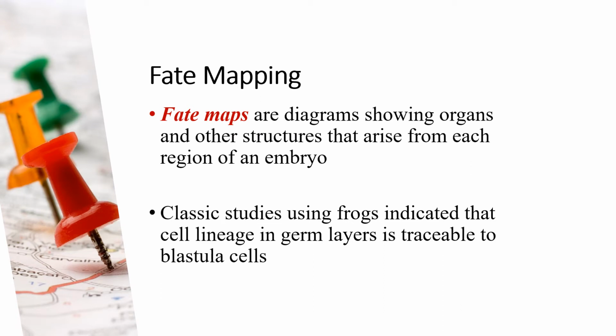So, fate mapping. Fate maps are diagrams showing organs and other structures that arise from each region of an embryo. Classic studies using frogs indicated that cell lineage in germ layers is traceable to blastula cells. We already know that fate maps can be done using different types of experiments, right? So, pwede tayong gumamit ng mga dyes, and then we observe them under the microscope for a given period of time, and then makikita doon kung paano nagmo-move yung mga cells na yon. Okay?